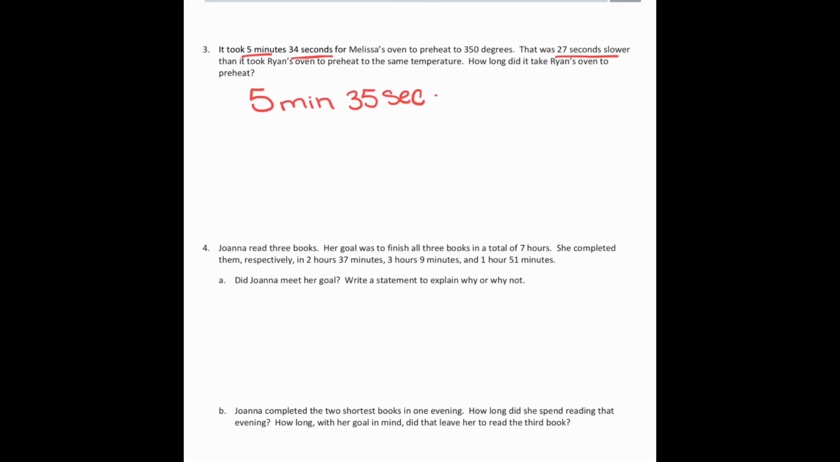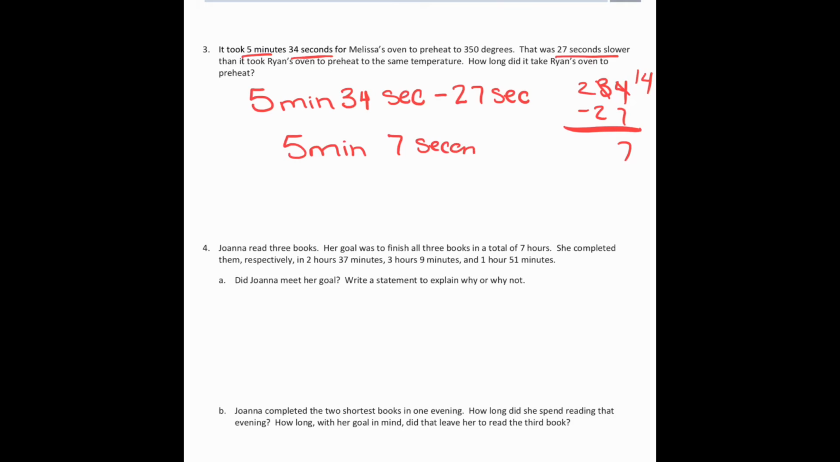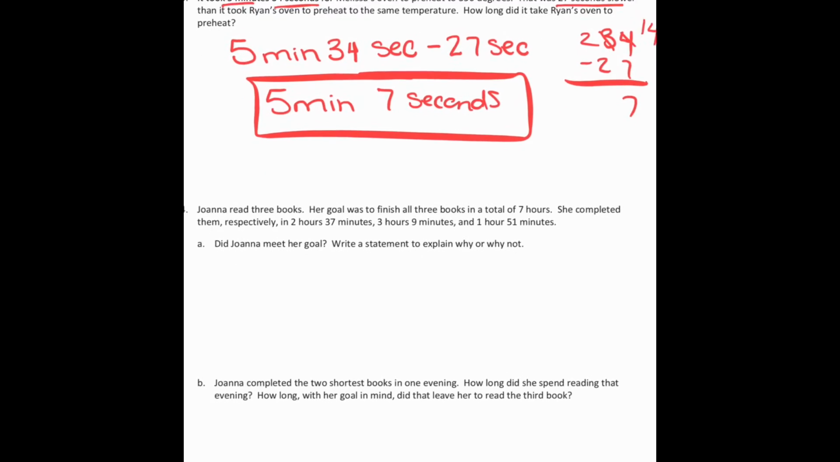So I'm going to say 5 minutes and 35 seconds minus 27 seconds. And when I say 34, I wrote that wrong from the problem. And we're going to subtract those two. So 34 minus 27 off to the side will give us 7 seconds. So really, Ryan's took 5 minutes and 7 seconds to preheat to that temperature. All right, let's look at number 4.